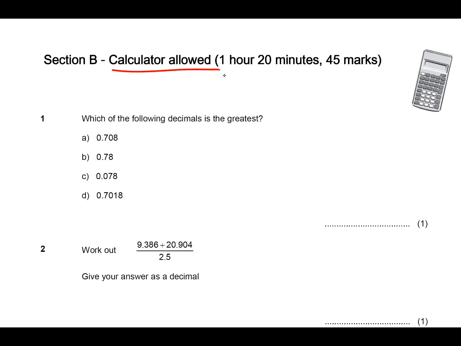Question 1 starts off with a multiple choice. Which of the following decimals is the greatest? So you have 0.708, 0.78, 0.078 and 0.7018. Now, the longest one has got 4 decimal places, so let's make them all 4 decimal places long so we can compare like with like. There we go. So I've got 7,080, I've got 7,800, I've got 780 and 7,018. So the biggest number is 0.78.